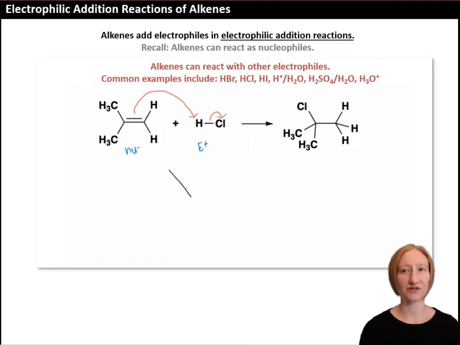And then we draw another curved arrow to show that the hydrogen-chlorine bond breaks. And this doesn't immediately give us the product, but instead forms an intermediate, a carbocation intermediate. And from this intermediate, the chloride anion attacks the carbocation, and this leads to the formation of the new carbon-chlorine bond.